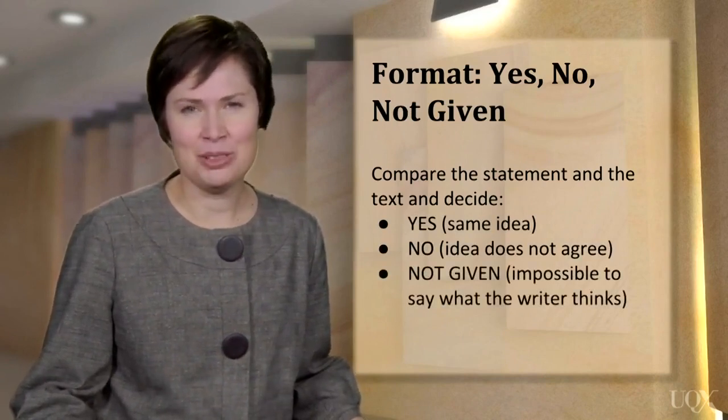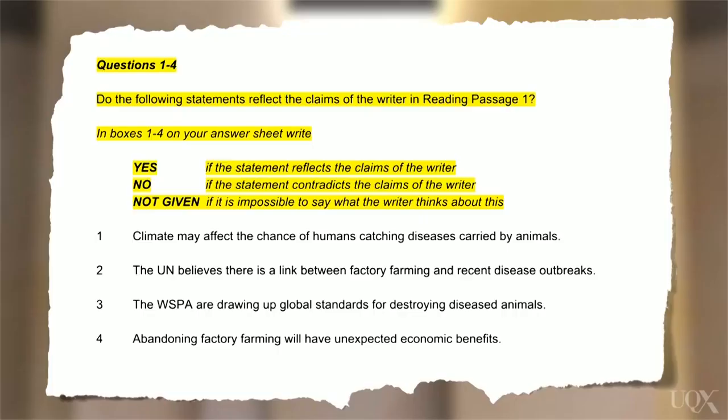Let's look at an example of this task now. Always remember to check the instructions first. You're going to see if these statements reflect the claims of the writer in the reading passage. Once you decide on your answers, you're going to write yes, no, or not given in the correct place on the answer sheet. Now look at the questions. You need to read the statement and then look for this information in the text.